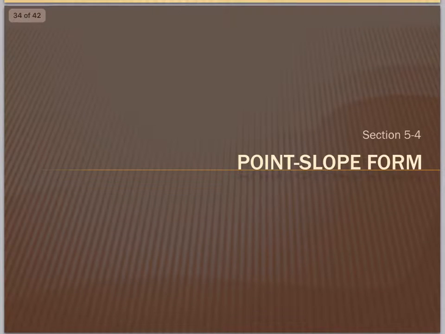Alrighty, section 5.4 vocab. We're going to talk about different forms of a line. Point slope is the one we're going to include right here, and I have some very specific rules for this, as well as the other forms of a line. So make sure you pay attention to what those rules are. I'm really a big stickler for that, especially in my quizzes and tests.